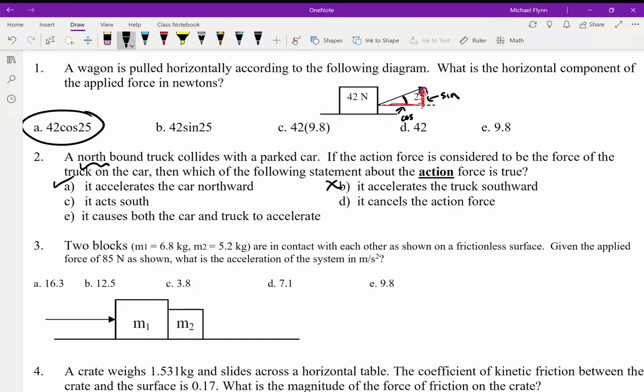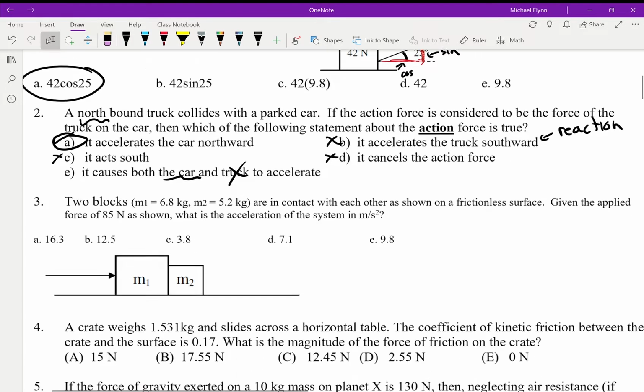No. The reaction force does that. The truck does accelerate south because of this collision, but it's the reaction, not the action, that does that. It's the force of the car back on the truck. It acts south? No. It acts south on the truck, but north on the car. It cancels the action force? That's never true. It causes both the car and truck to accelerate? Well, the action force is only acting on the car, but not the truck. So it looks like the only possible answer is A, and that's the correct one.